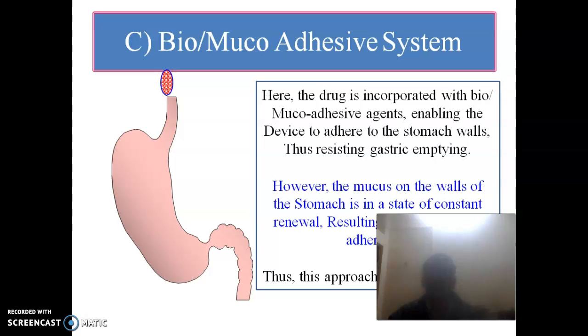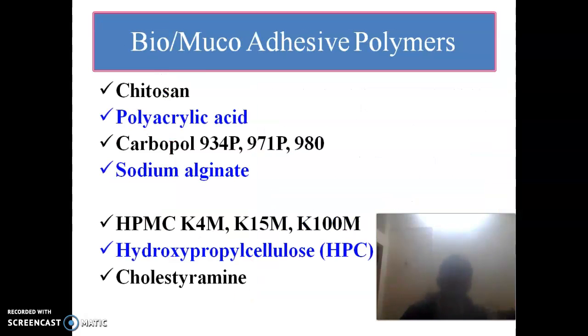Next is the bio or mucoadhesive system. Here, with the help of some bio or mucoadhesive polymers, for example chitosan, polyacrylic acid, carbopol, sodium alginate, HPMC (hydroxypropyl methylcellulose), and polystyramine, we are preparing our dosage form. This will stick to the mucus layer of the stomach, and it will release the drug.